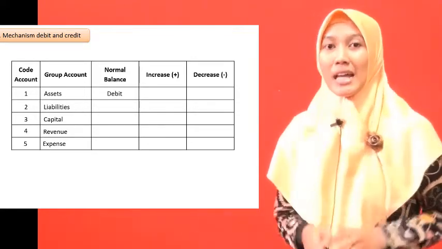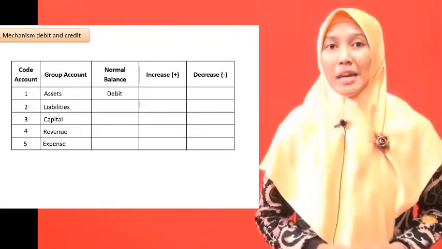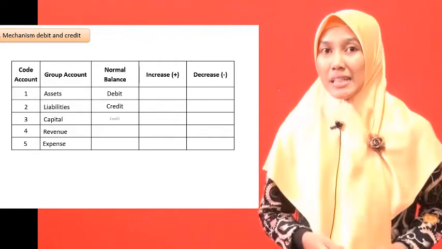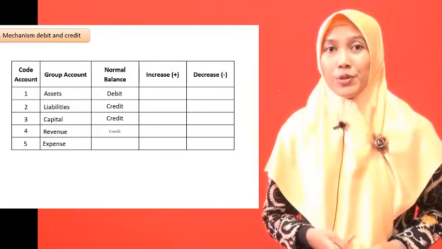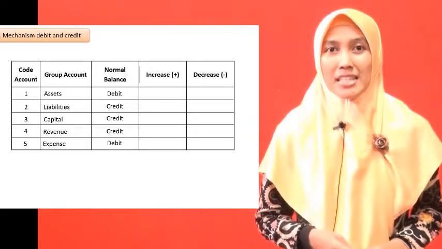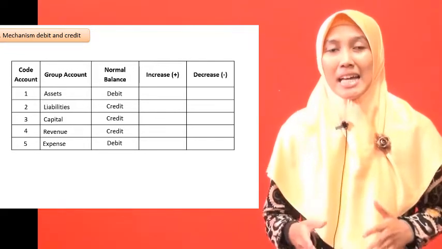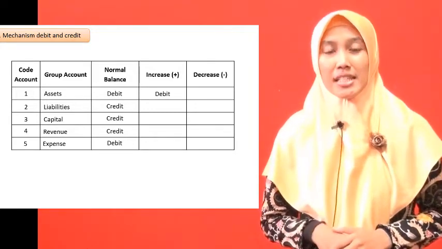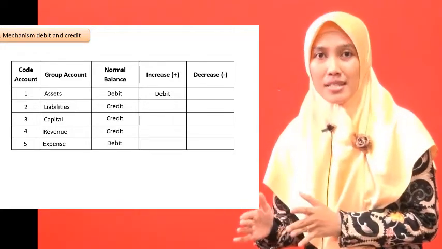Normal balance. Asset, normal balance in debit. Liabilities, normal balance in credit. Capital, normal balance in credit. Revenue, normal balance in credit, and expense, normal balance in debit. Next, increase and decrease. First, increase. If increase, same as normal balance.